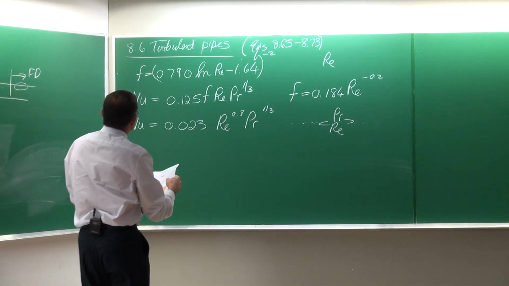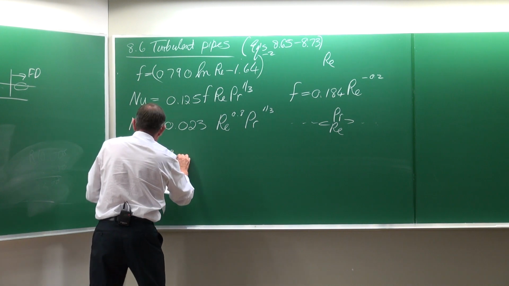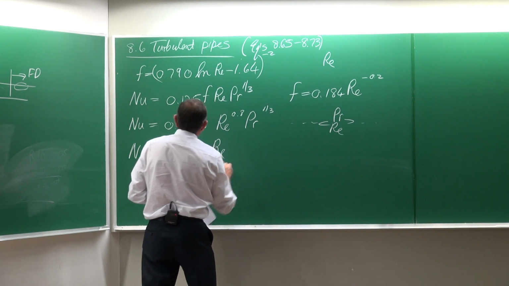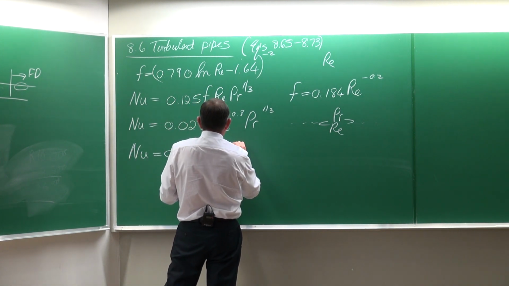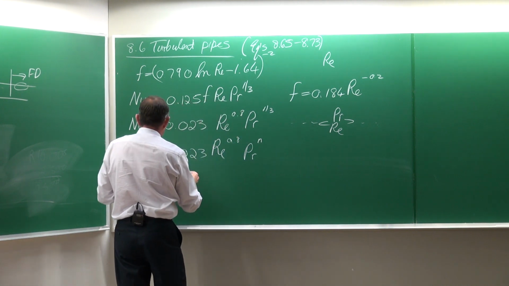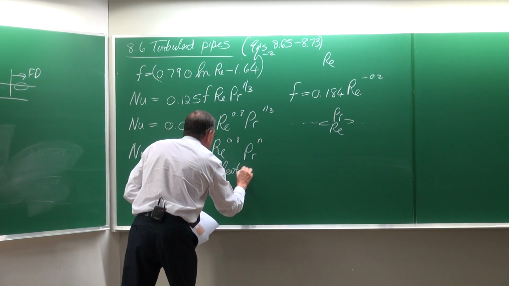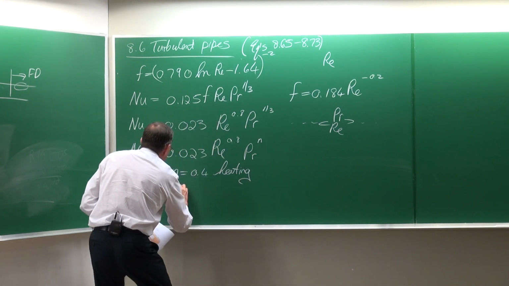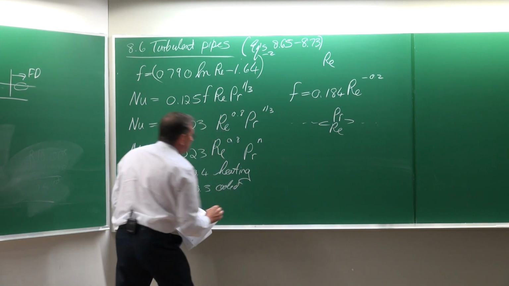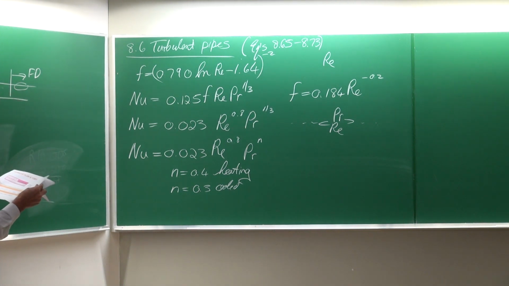Okay. Then Dittus-Boelter developed this equation, and they said, now wait a minute, we can do this better by writing it as 0.023, Reynolds to the 0.8, Prandtl to the n, where n is equal to 0.4 if we are doing the heating of the fluid, and n is equal to 0.3 if the fluid is being cooled. And that was a more accurate description then.